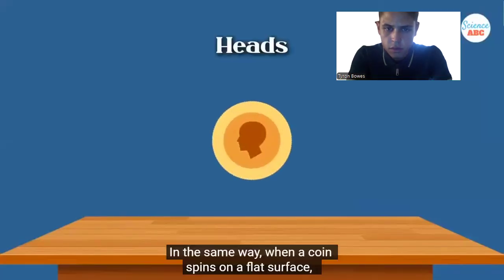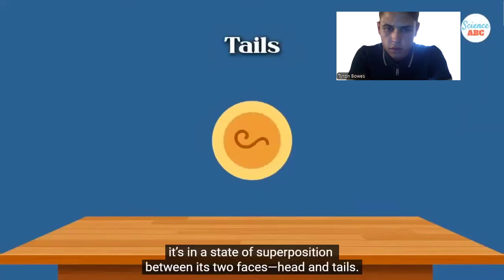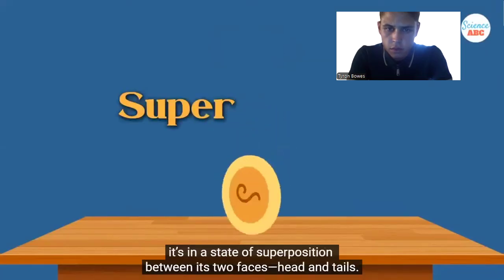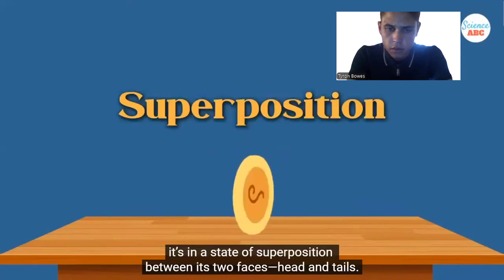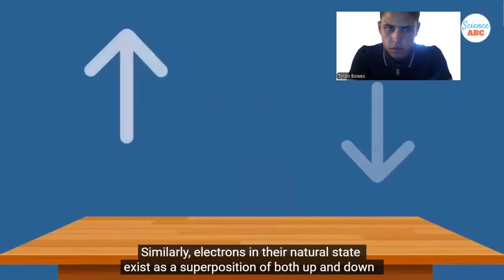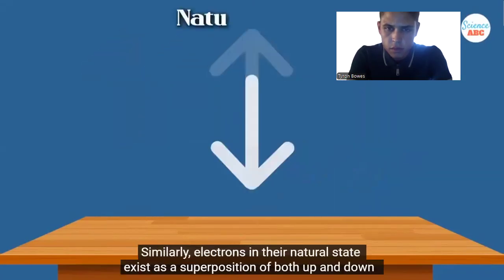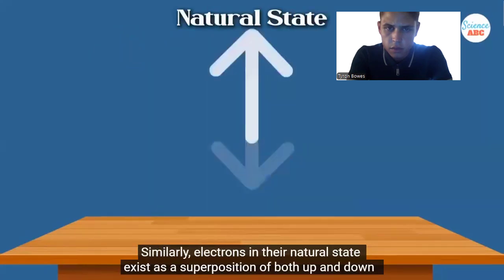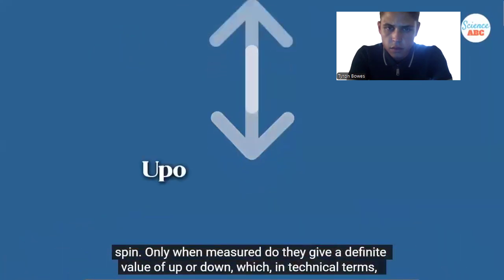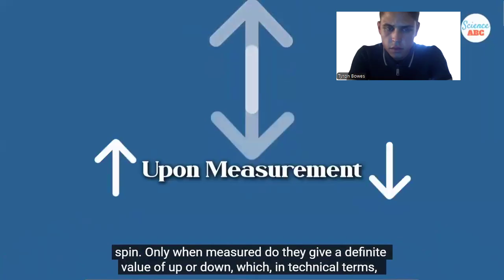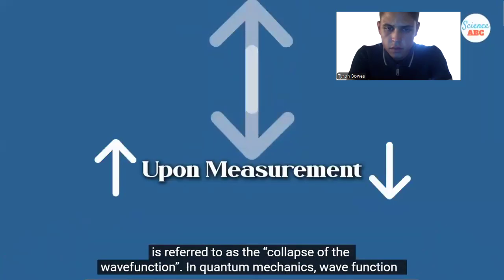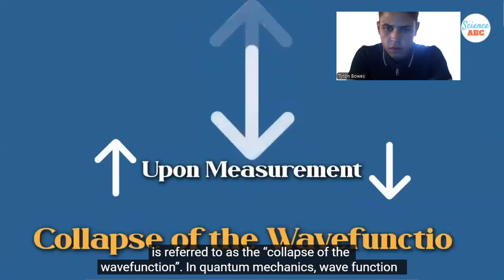In the same way, when a coin spins on a flat surface, it's in a state of superposition between its two faces, heads and tails. Similarly, electrons in their natural state exist as a superposition of both up and down spin. Only when measured do they give a definite value of up or down, which, in technical terms, is referred to as the collapse of the wave function.